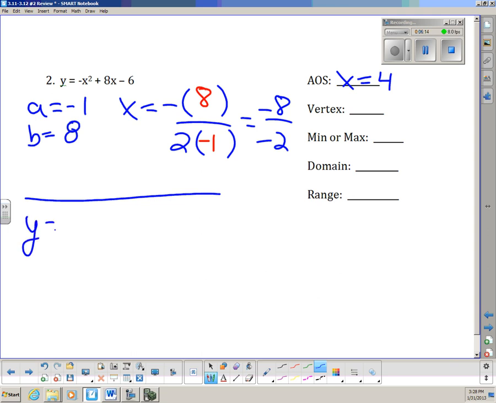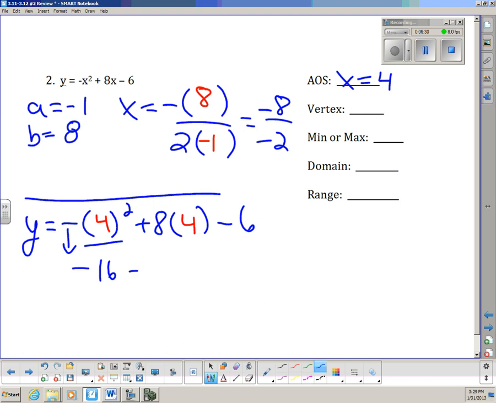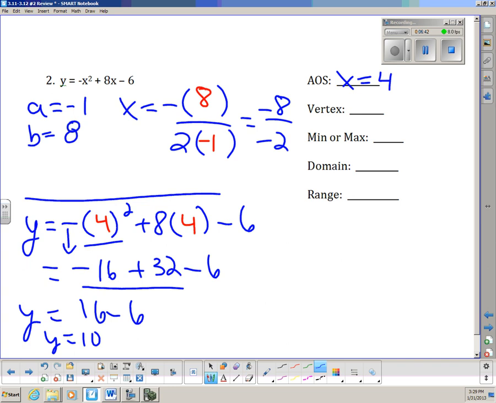Vertex. Y equals negative x squared plus 8x minus 6. I'm sticking in the 4 for x. When I do the math, watch out for the order of operations. I've got to square 4 for 16, bring down the negative, plus 32 minus 6. When I do the math here, I get y equals 16 minus 6, or y is 10. So the vertex then becomes, when x is 4, y is 10.